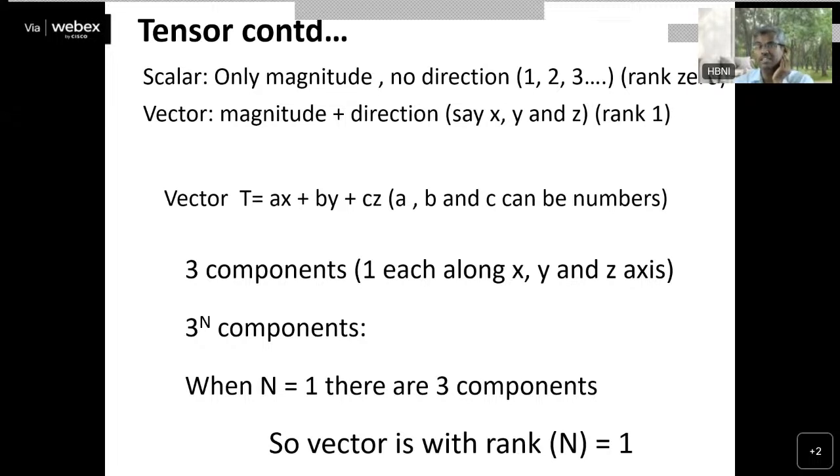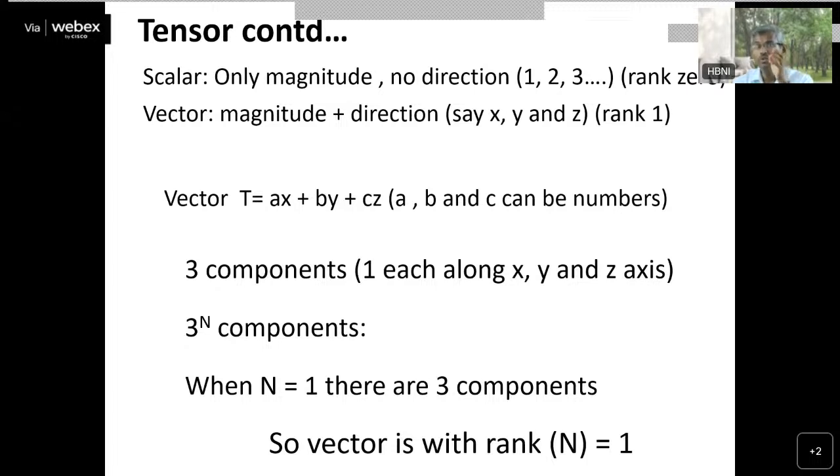The moment you say vector, the vector has magnitude and also direction, as I have just mentioned. So if the direction is a particular arrow, it will show, and the magnitude is some value. For example, I have given a vector here: T is equal to ax plus by plus cz. x, y, z show the directions, and a, b, c can be some scalars. So here you can say three components are there, along the x, y, and z axis. That is a vector.